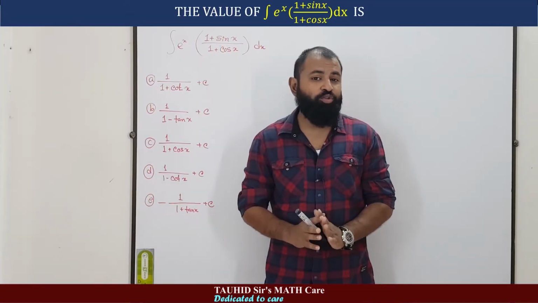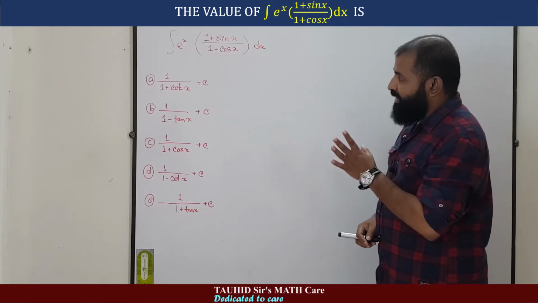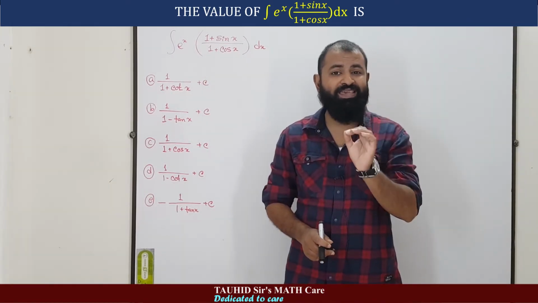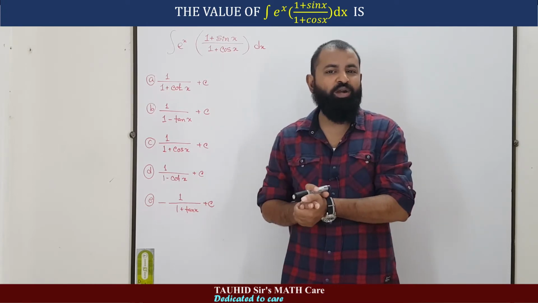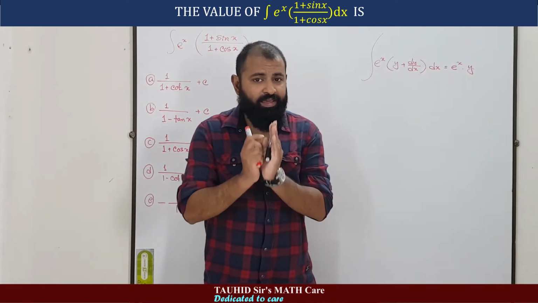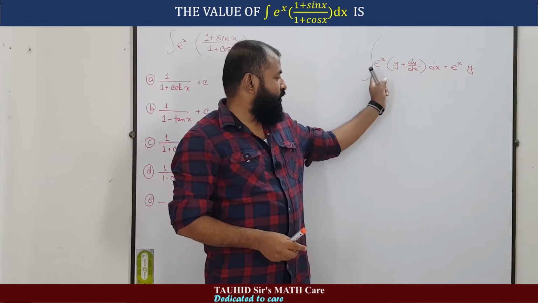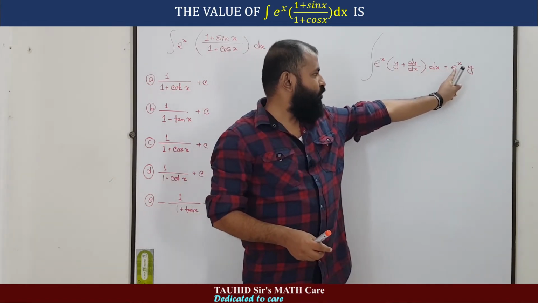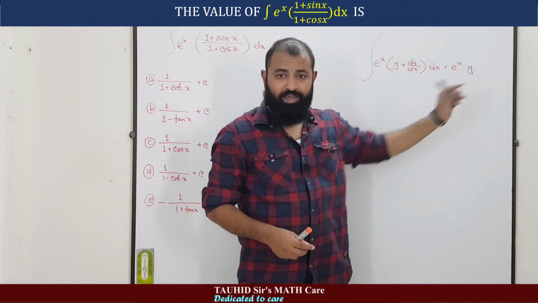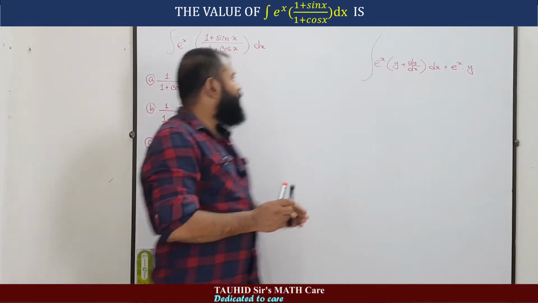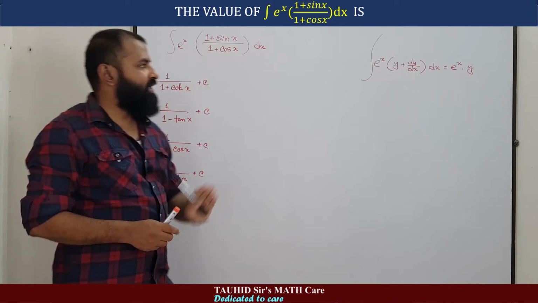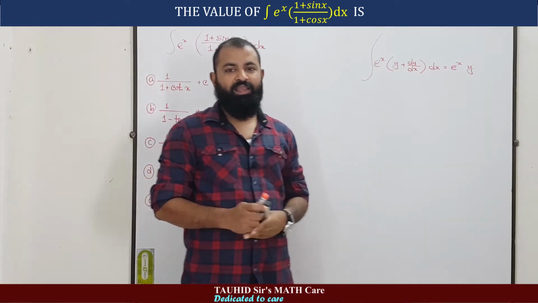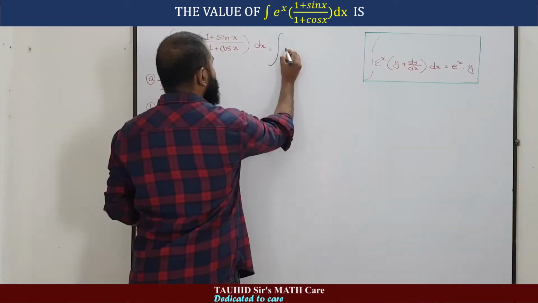This math is also very easy math. Notice carefully here that e to the power x is multiplied by something. Whenever you see such a situation, what do you think? Instantly you will recall this formula: integral of e to the power x multiplied by (y plus dy/dx) equals e to the power x into y. You need to make this function in the shape of y plus dy/dx. Now how can we do this?